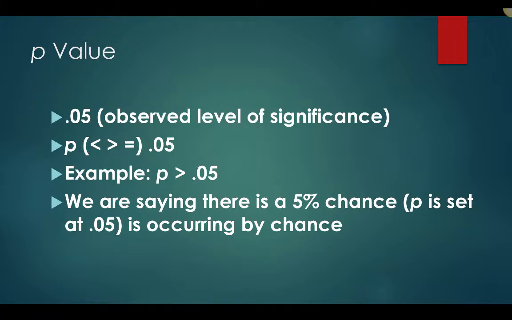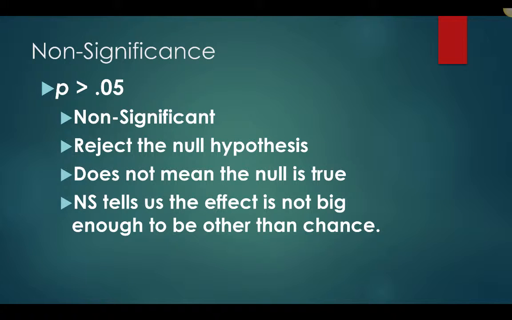Non-significance, okay? This is when the P is greater than 0.05. We do not reject the null hypothesis. That does not mean the null is true. And non-significance tells us the effect is not big enough to be other than chance.